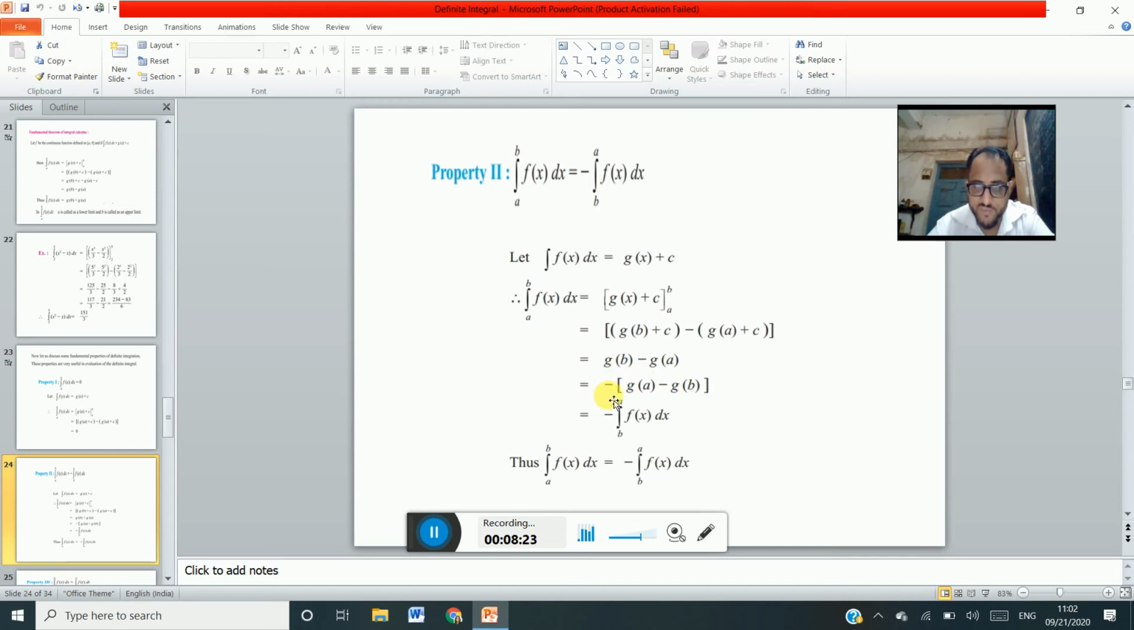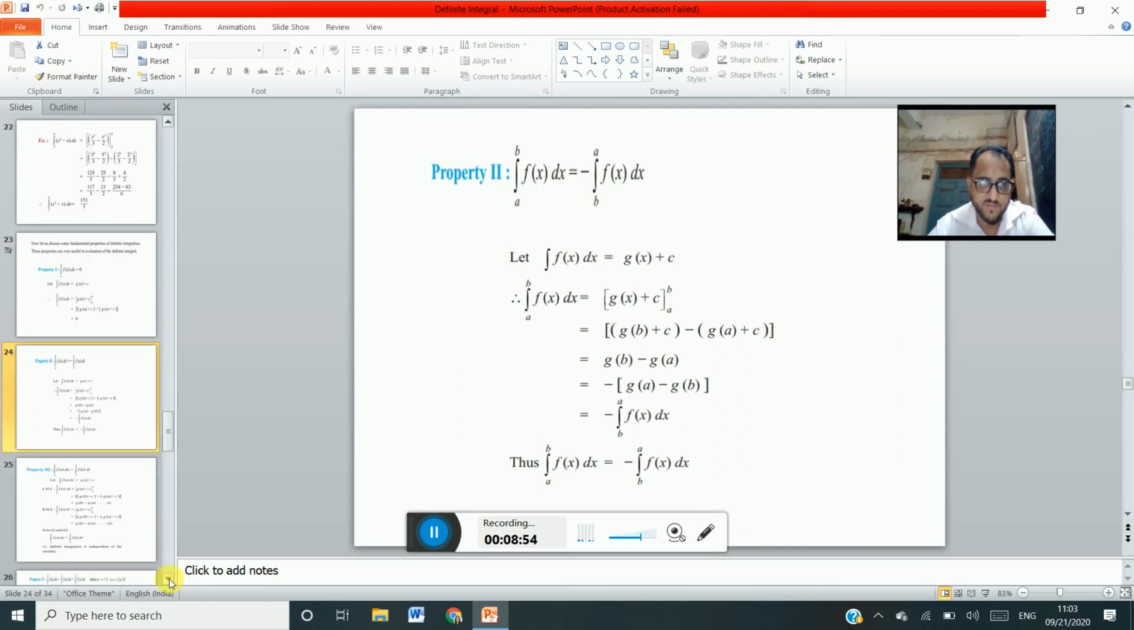If we take a negative sign common from here, what we get? G of a minus g of b, right? And minus, this is nothing but negative of integration from b to a f of x dx, right? Because if we solve this b to a f of x dx using the same, we get g of a minus g of b, right? So this is the result, that integration a to b f of x dx equals to minus integration b to a f of x dx. This is the second property, right?